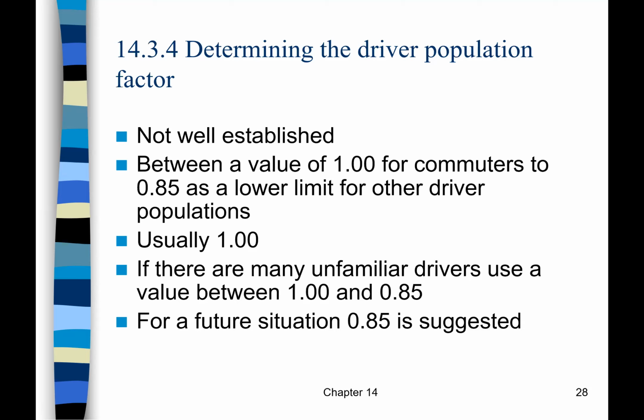But even nowadays, when tools such as GPS systems or Google Maps are available, there are still those who are not really familiar with the area. So the values they recommend here are between 1 and 0.85. It never goes lower than that. The bottom one is 0.85. 1 means everyone is familiar with the area.